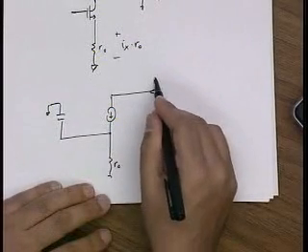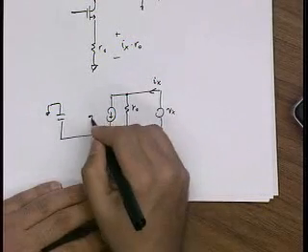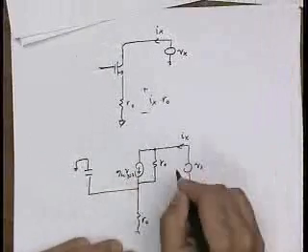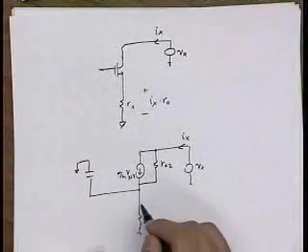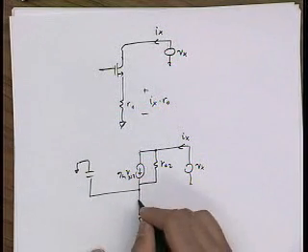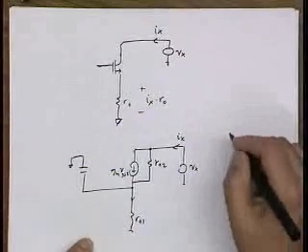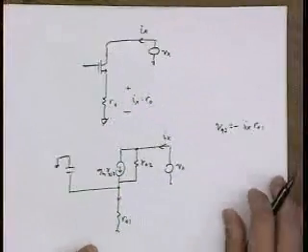So this current, let's call this GM2 VGS2 RO2 RO1. So this current Ix, let's say at low frequency, let's ignore the contribution here, mostly flows here, so that VGS is minus Ix RO1.